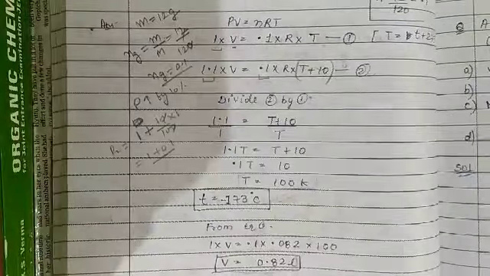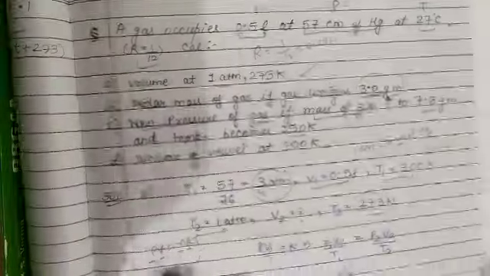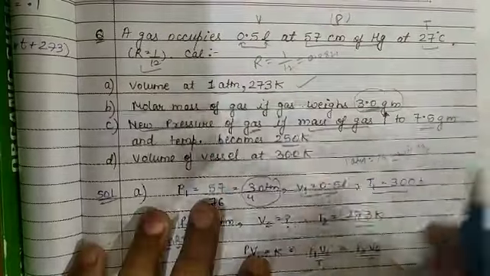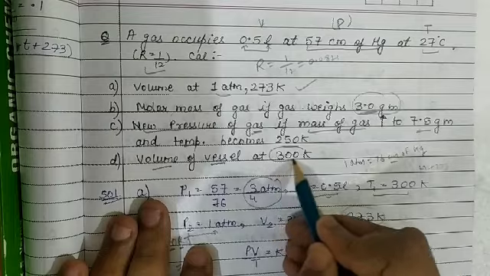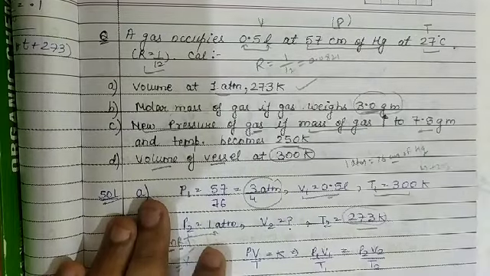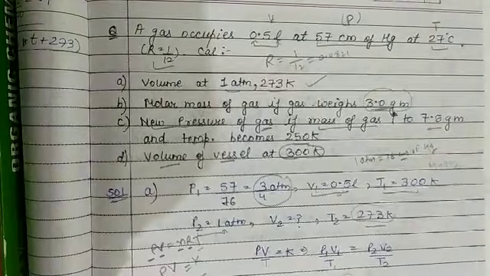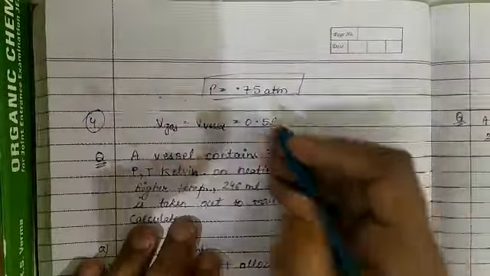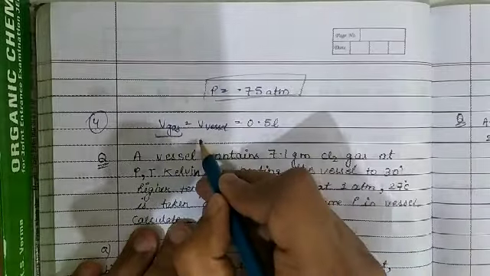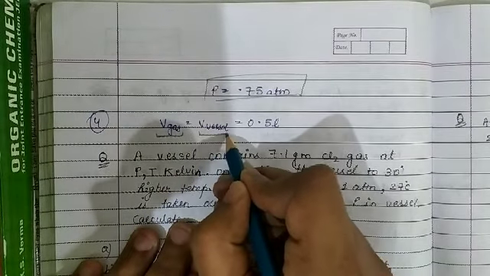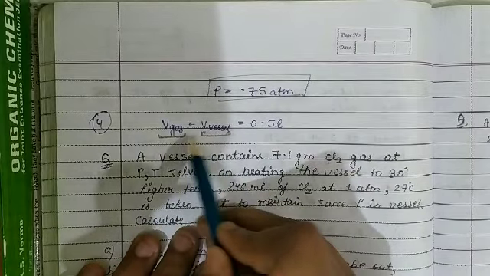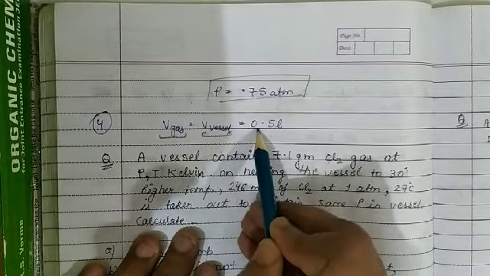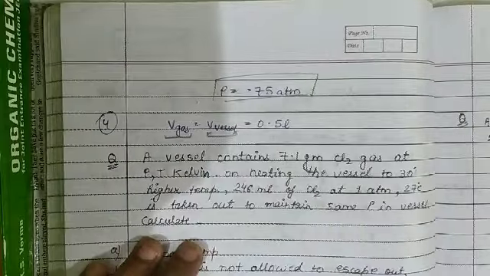See the next part. In the next part what is given? Find the volume of vessel at 300 Kelvin. As we know, in the ideal gas equation, the volume of gas and the volume of container are the same. So the volume of gas in container is the same, and the volume of gas is 0.5 liter. Therefore the volume of vessel will be 0.5 liter.